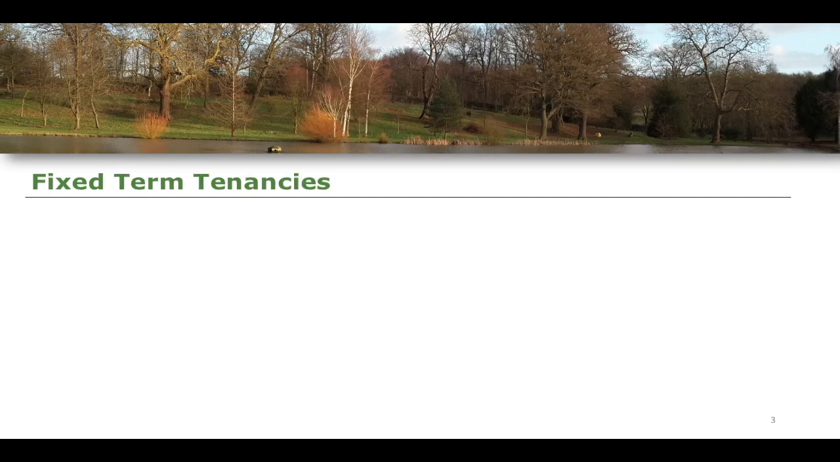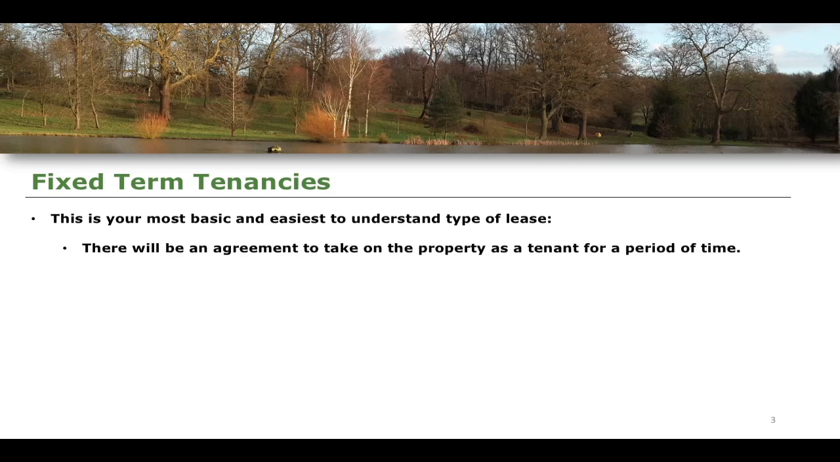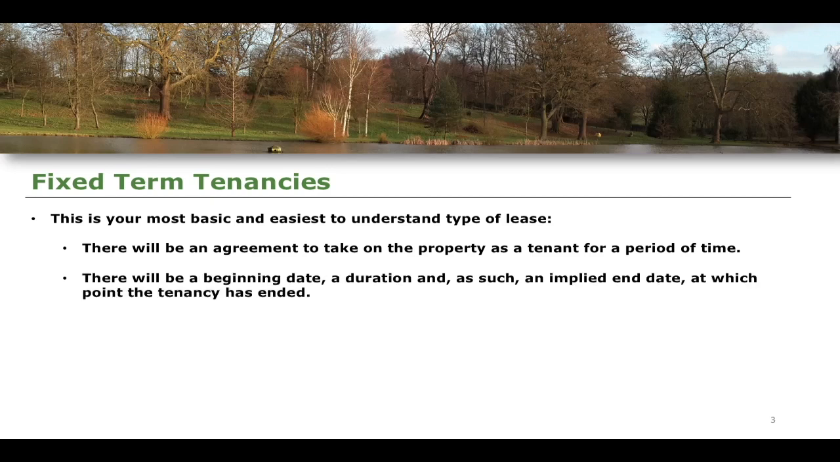The first and the easiest to understand type of lease is called a fixed term tenancy. The most basic type of lease. There will be an agreement to take on the property as a tenant for a period of time. This gives the tenant exclusive possession, satisfying one of the characteristics, and it is for a period of time, satisfying the second characteristic, that being certainty of term. There'll be a beginning date, there'll be a duration, and as such, there would be an implied end date, at which point the tenancy will end.